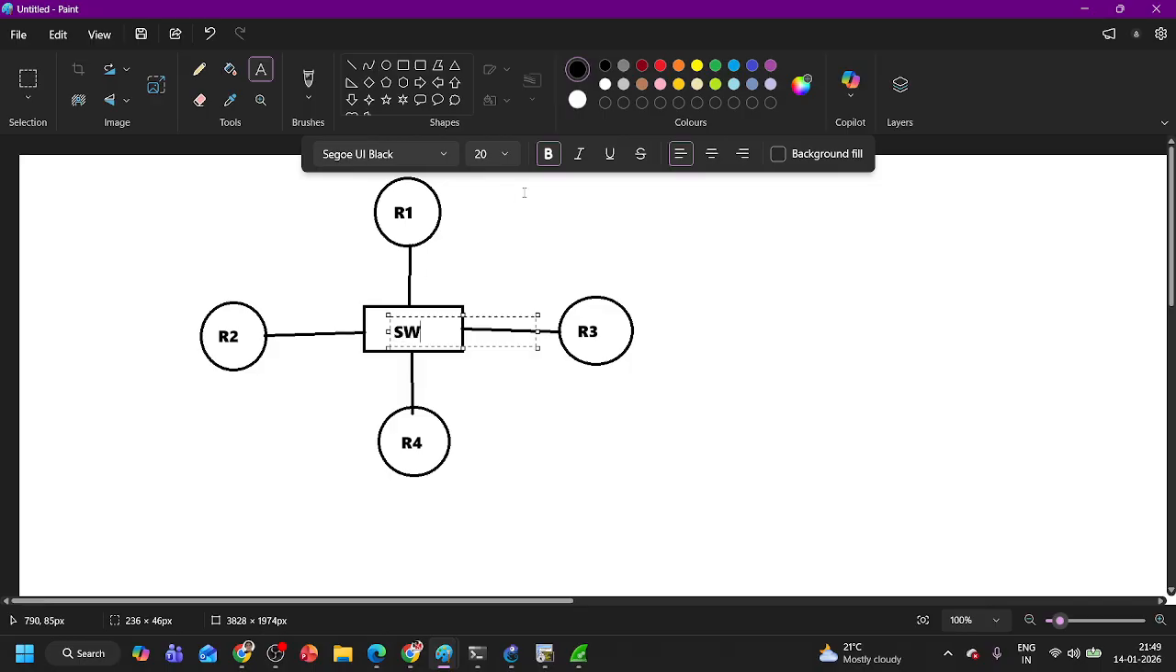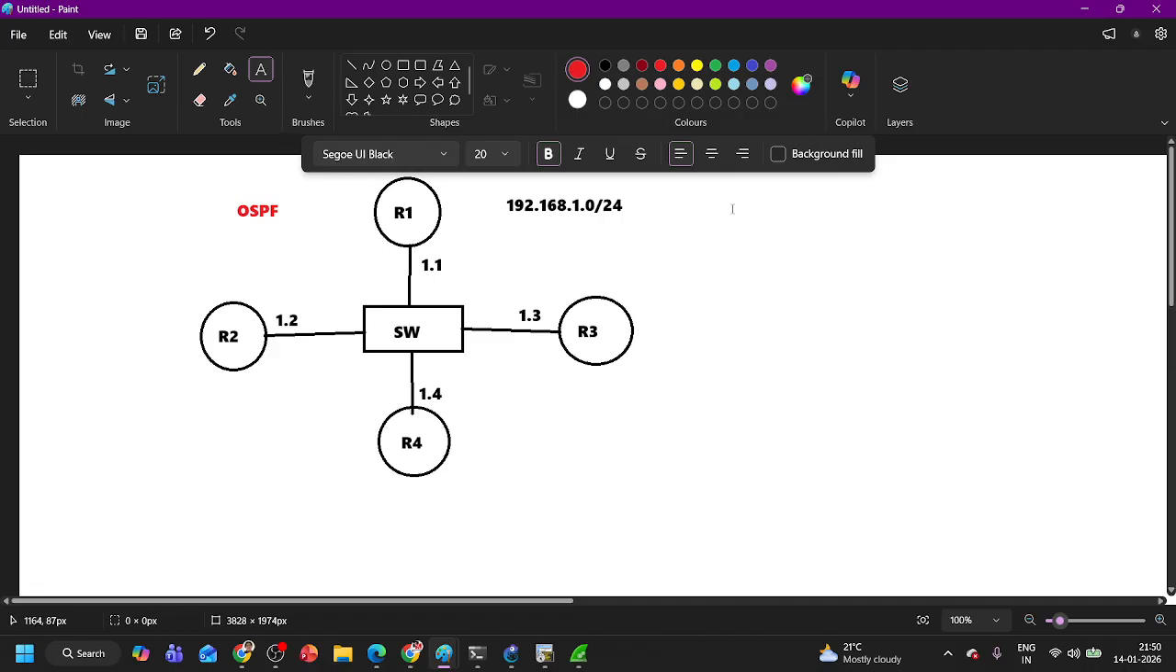R1, R2, R3 and R4. This is my switch. Here my subnet is 192.168.1.0/24. So I have configured one IP address from this subnet on all the routers. Let's say on router 1 my IP address is 1.1. On router 2 my IP address is 1.2. On router 3 my IP address is 1.3. On router 4 my IP address is 1.4. Right, I have enabled the OSPF routing protocol. So router 1 will send a hello message to the switch. The switch will send to router 2, router 3, router 4. Router 2 will also send a hello message. All the routers are going to send hello messages. They will exchange hello messages and form neighborship.